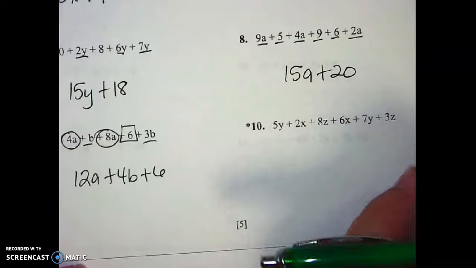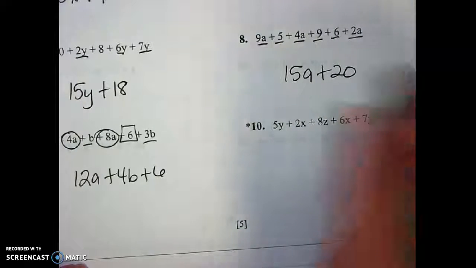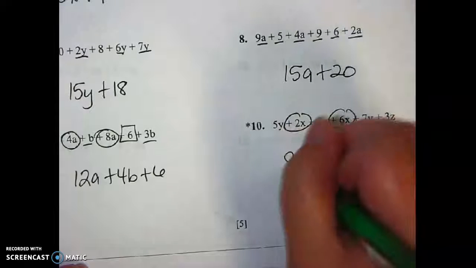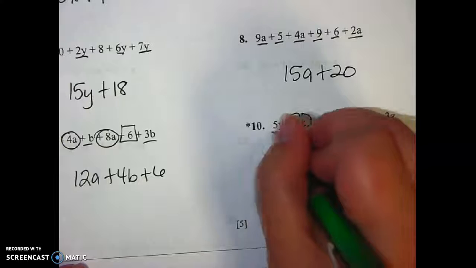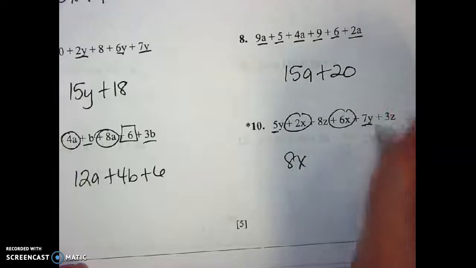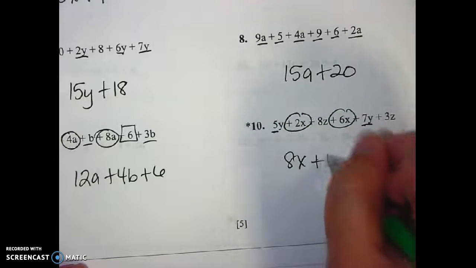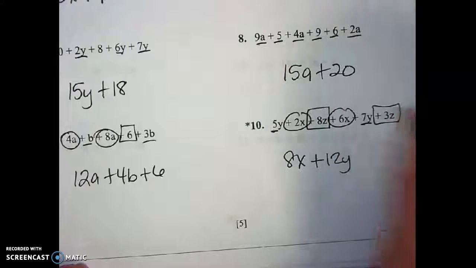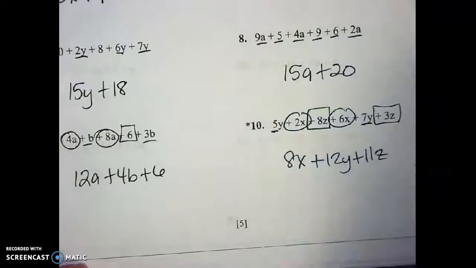Number 10, alphabetically, I'm going to start with my x term. 2x plus 6x is 8x. 5y plus 7y is 12y. 8z plus 3z is 11z.